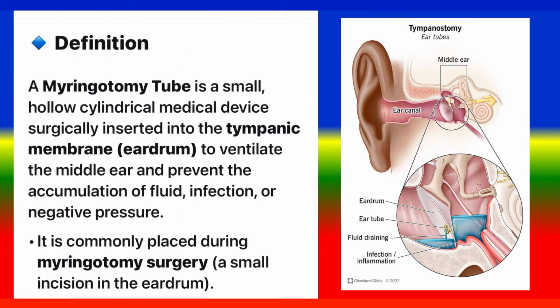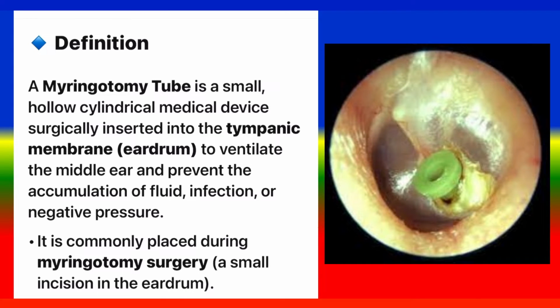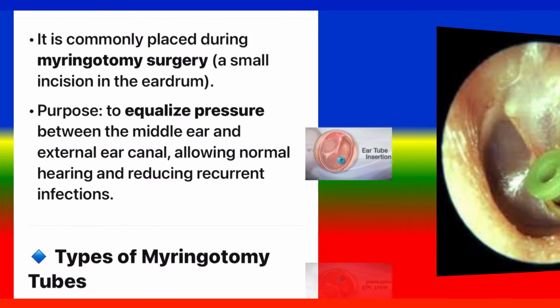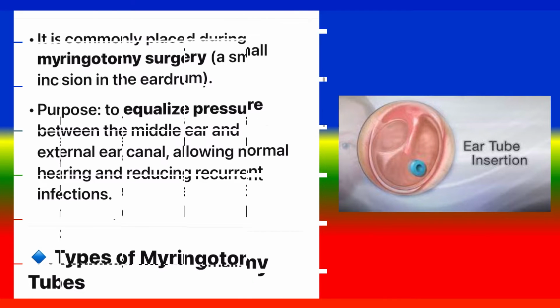Definition. A myringotomy tube is a small, hollow cylindrical medical device surgically inserted into the tympanic membrane, the eardrum, to ventilate the middle ear and prevent the accumulation of fluid, infection, or negative pressure. It is commonly placed during myringotomy surgery, a small incision in the eardrum. Purpose: to equalize pressure between the middle ear and external ear canal, allowing normal hearing and reducing recurrent infections.